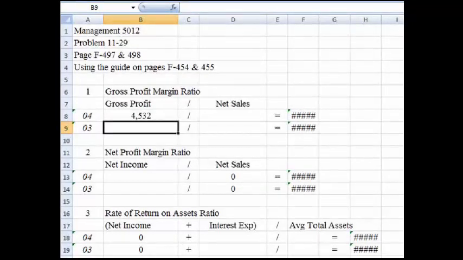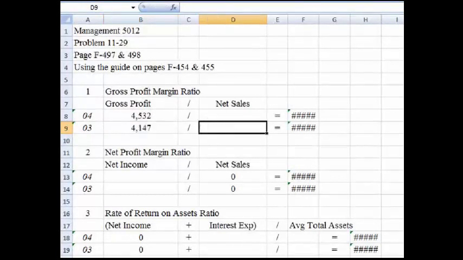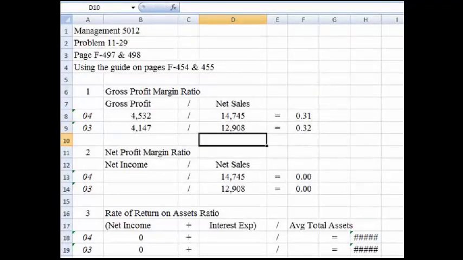The third number down on the 2003 line is $4,147,000, and that goes on the 03 line under gross profit as $4,147. The net sales for 04 is the first number in the column, and the $14,745,000 goes on the 04 line on the form under net sales. The 2003 sales of $12,908,000 goes on the next line down under the net sales.